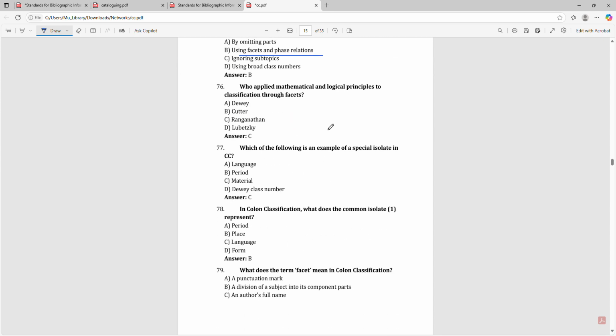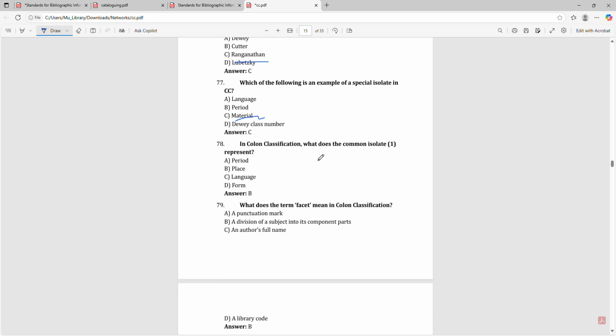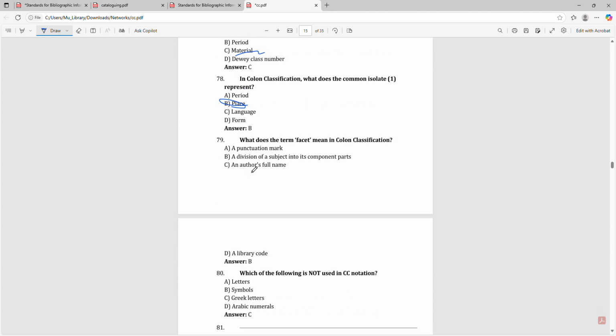Who applied mathematical and logical principles to classification through facet? That is Ranganathan. Which of the following is an example of a special isolate in CC? That is material. In CC, what does the common isolate 1 represent? That is place.